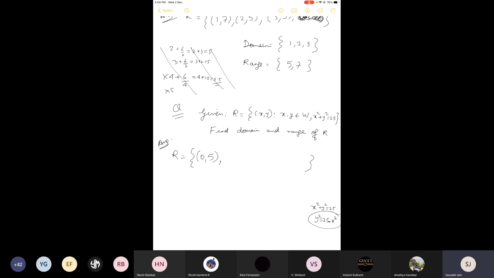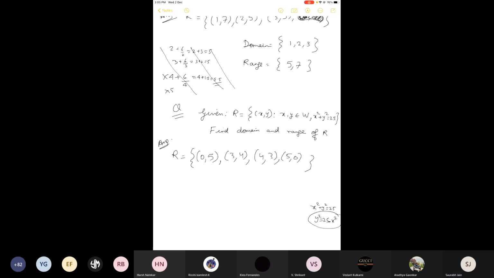Can I take x as 3? Yes. If I take x as 3, y square will come 25 minus 9, that is 16. So 4 will be the answer, right? Then after 3, can I take 4? Yes. If I take 4, y square will be 9. y will be 3. Can I take x as 5? Yes. If x is 5, y is 0. Will I take any other number? No. Why? Because if I take x as 6, 7, 8, 9, y square will start coming negative, which is not possible. Okay.